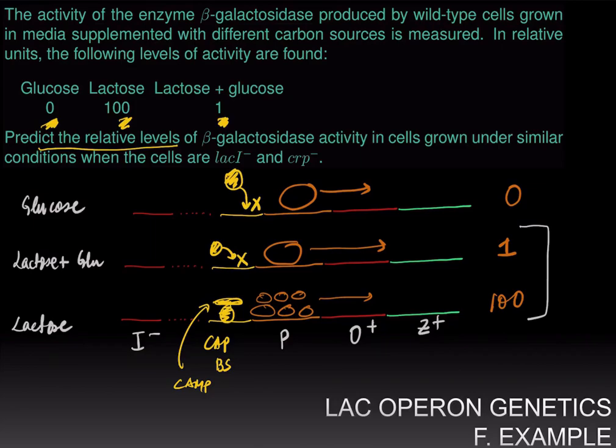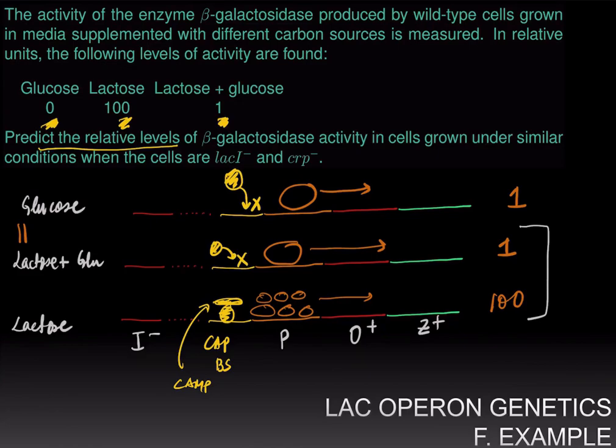And that implies that the glucose only condition becomes the same as the lactose and glucose condition, where cap doesn't bind cap binding site, but a repressor also doesn't bind the operator, allowing the polymerase to transcribe at a lower level, which means that in Lac I- you will get an activity level of 1.